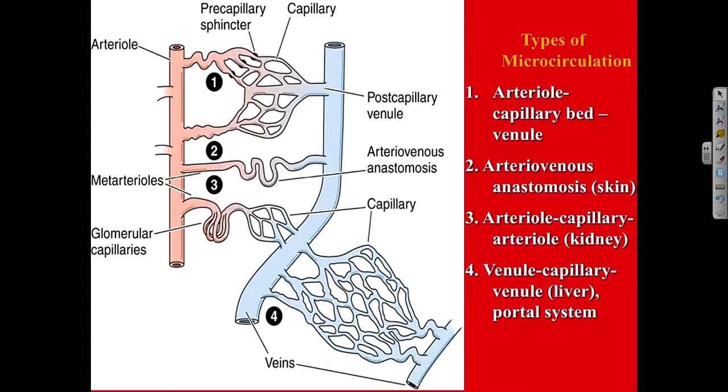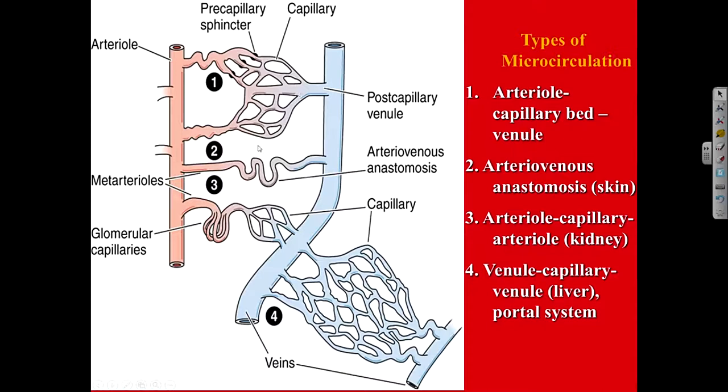So there are different ways to control circulation at the level of the arteriole to capillary, and here are 4 different types of microcirculation. The most common is blood flowing from the arteriole into a capillary bed and then picked up on the other side by a venule. So this might be an organ or a tissue that the blood's flowing through. And the blood flowing through these capillaries can be controlled to some extent by these pre-capillary sphincters, which is like a ring of smooth muscle that can contract or relax to regulate the flow of blood from the arteriole to the venule. That's the most common microcirculation.